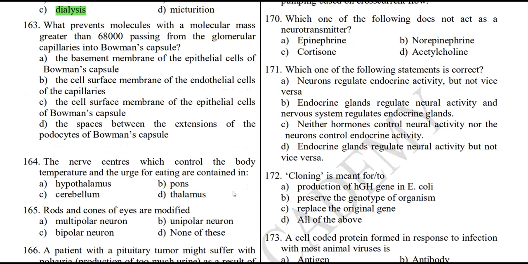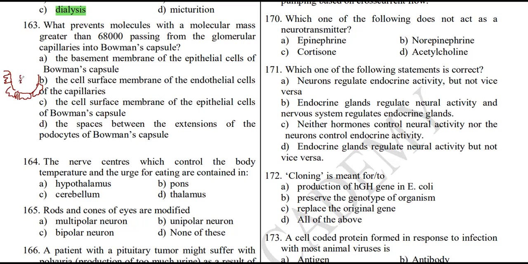Okay, what prevents the molecule with a molecular mass or molecular weight greater than 68,000 from passing from the glomerulus capillaries to Bowman's capsule? Okay, yes. So what happens? Suppose we are talking about the Bowman's capsule, so there's going to be the basement membrane. We already know there's going to be a basement membrane here, and that is going to be the epithelial cells. And they have a lot of podocytes here. And between that, there's going to be filter slits.